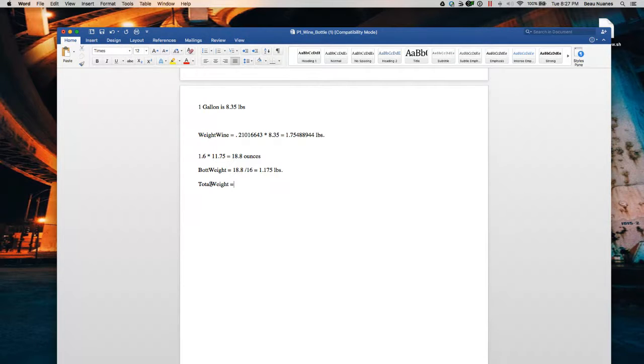So then total weight is going to be those two values added: the wine weight plus the bottle weight, which will give us 2.9298894 pounds, or 2.93 pounds. And that is the last piece of information that the spec requires, so you can highlight that.